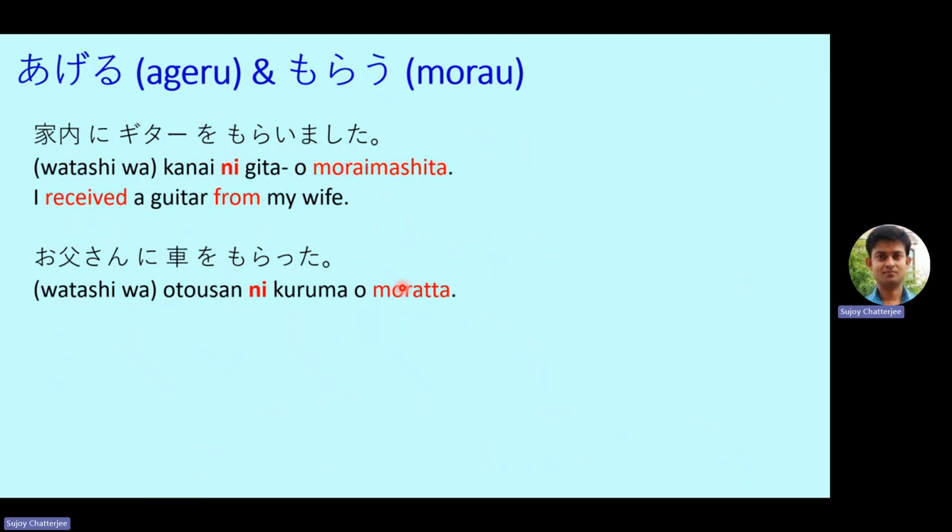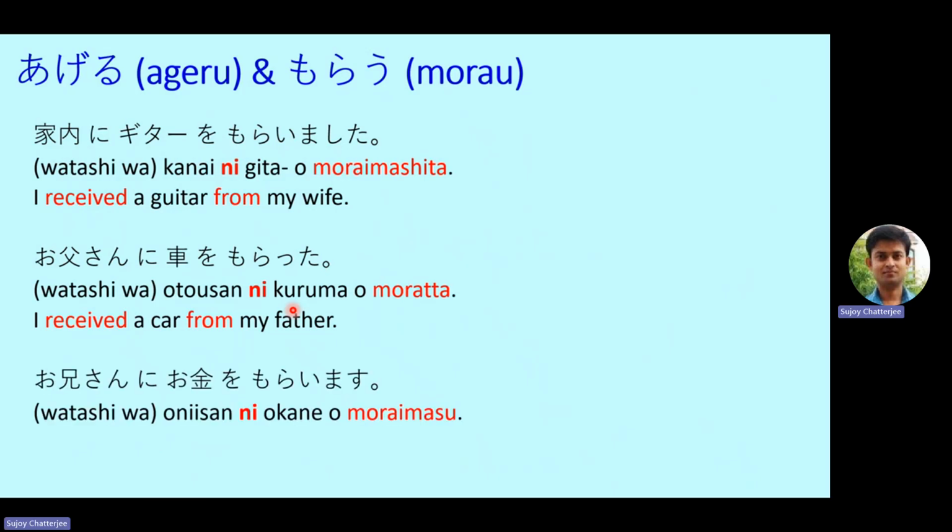Watashi wa otosan ni kuruma o moratta. So again here, otosan ni. That means otosan is the person from whom I, the subject, am receiving what? Kuruma, car. That means I received a car from my father.